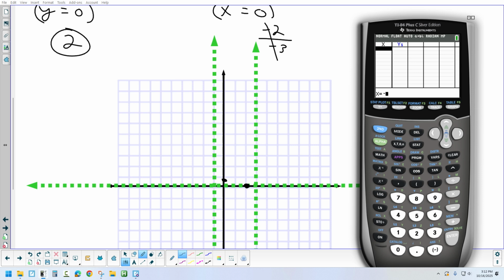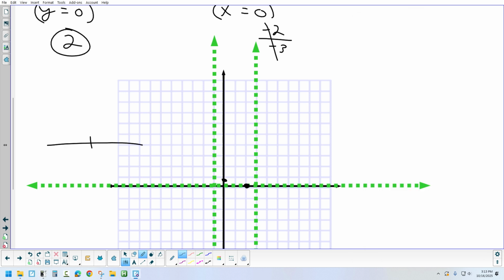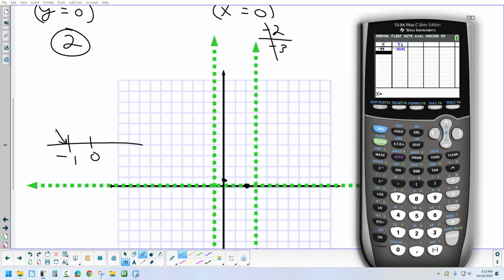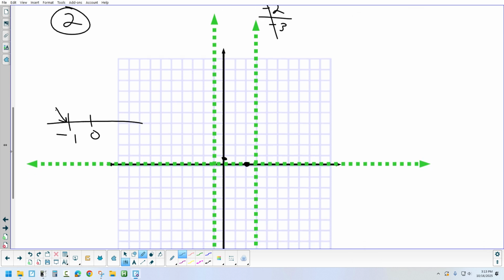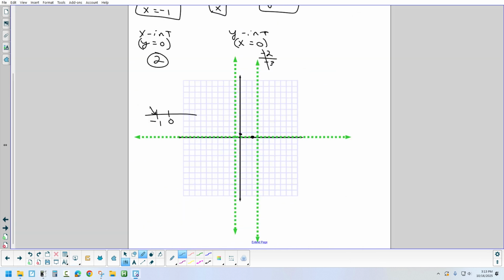Well, we can try it. -99. Like that. So we're looking for a number that's smaller than -1. So think, use your number line. I want something like right there. That's smaller than -1. Yeah, that's a good value to check. -1.001. Okay, we are at -7,500. So that means we are way down on the graph.